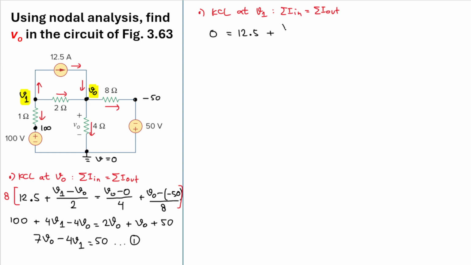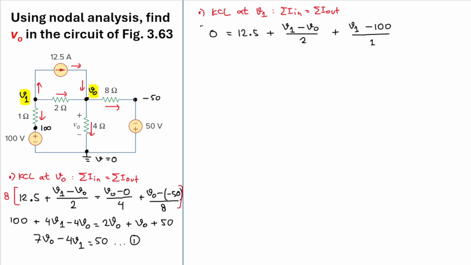And then this current is also going out, so we can also put that. So I will have v1 where the current comes from, and then v0 where the current goes to, and divide that by the resistance between them. So I will have 2 ohm here. And then the last current is this one, so I will have plus, where the current comes from is v1, okay. And then where the current goes to is 100, so I'll have minus 100. And then the resistance between them is 1 ohm, so I'll have 1 here.